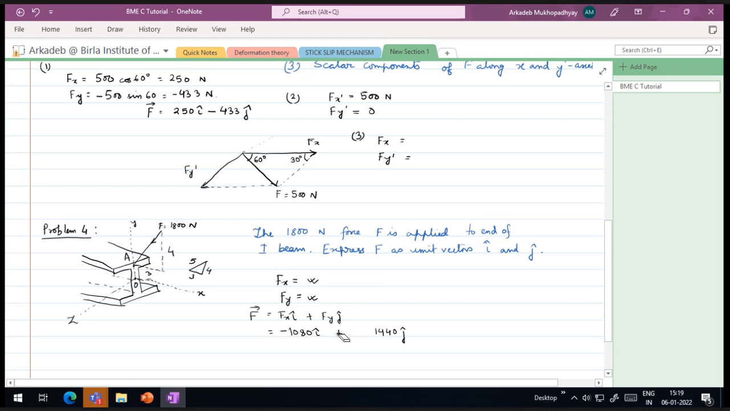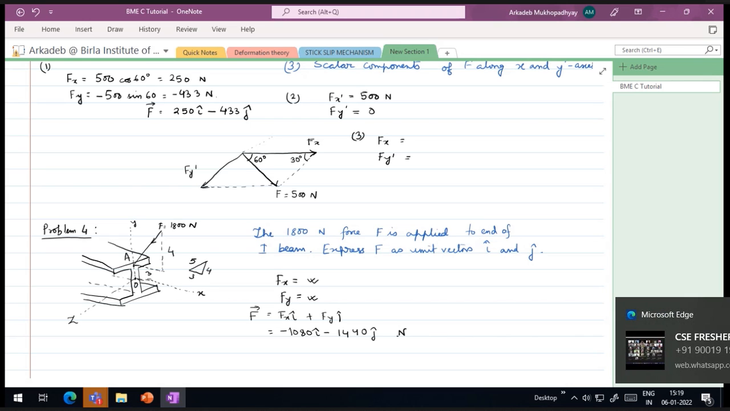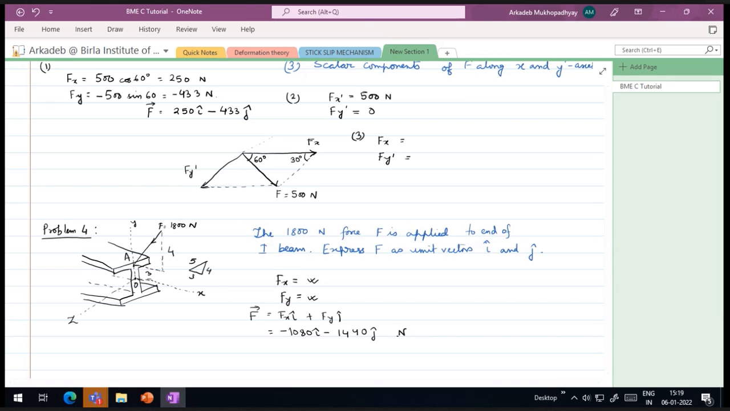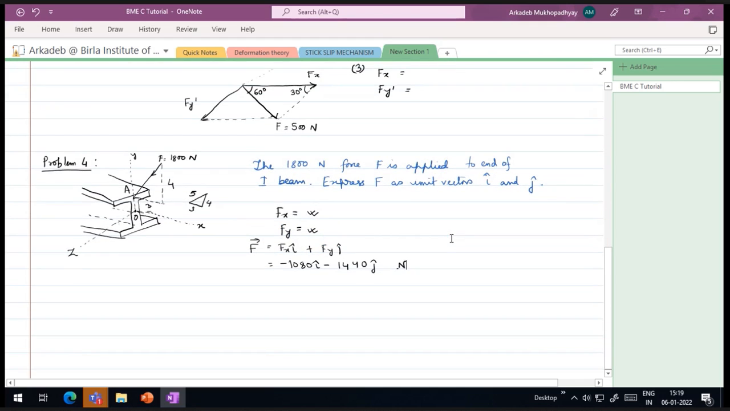I'll erase this bracket and this thing. Minus 1080 i cap minus 1440 j cap Newton. So this will be my vector component, right? Minus 3 by 5 i cap minus 4 by 5 j cap unit vector. Yes, Fx will be minus 1080 and Fy will be minus 1440 if you just calculate it. Okay. The unit vector it is asking.